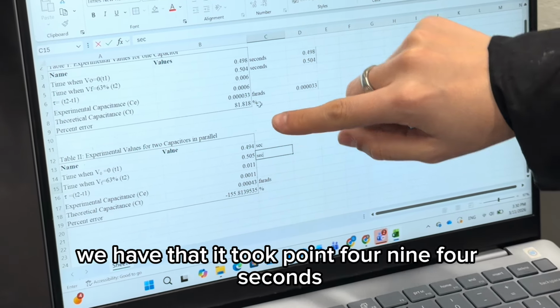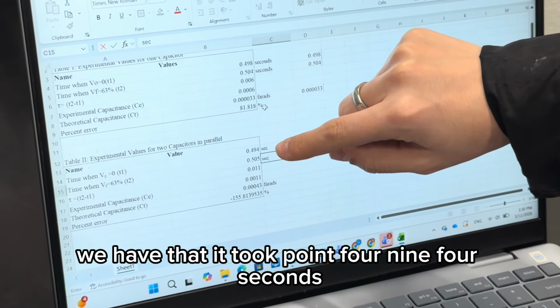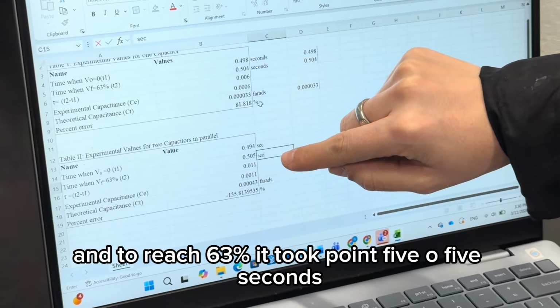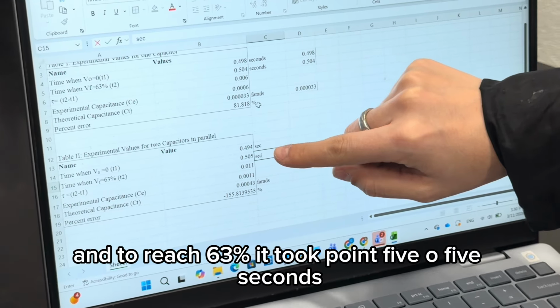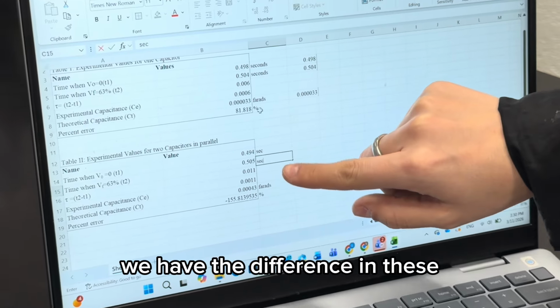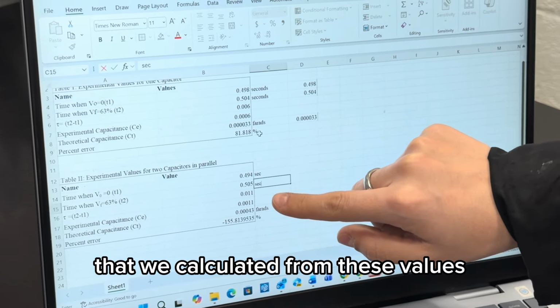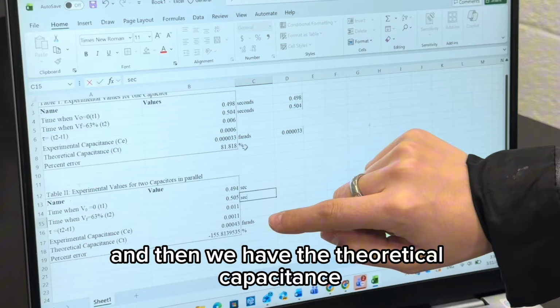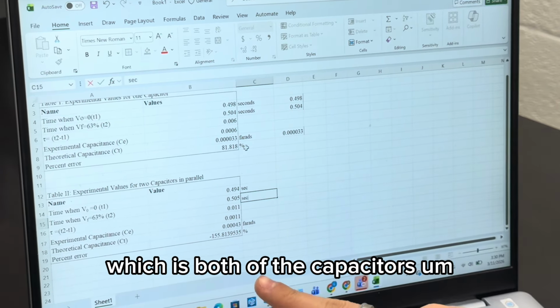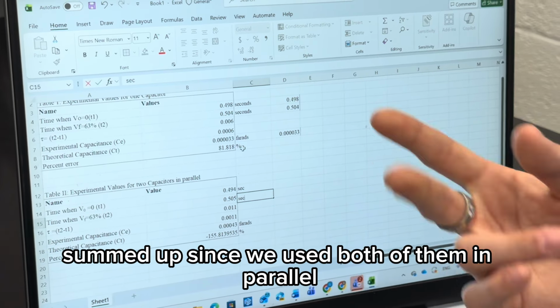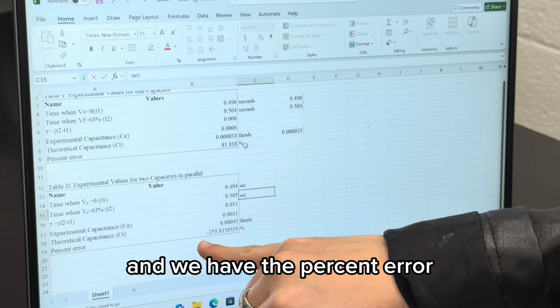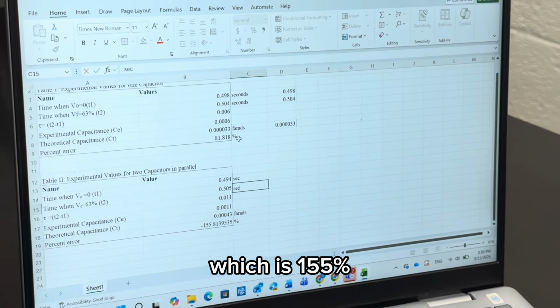On the second table, we have that it took 0.494 seconds, and to reach 63%, it took 0.505 seconds. We have the difference in these, the experimental value that we calculated from these values, and then we have the theoretical capacitance, which is both of the capacitors summed up since we used both of them in parallel, and we have the percent error, which was 155%.